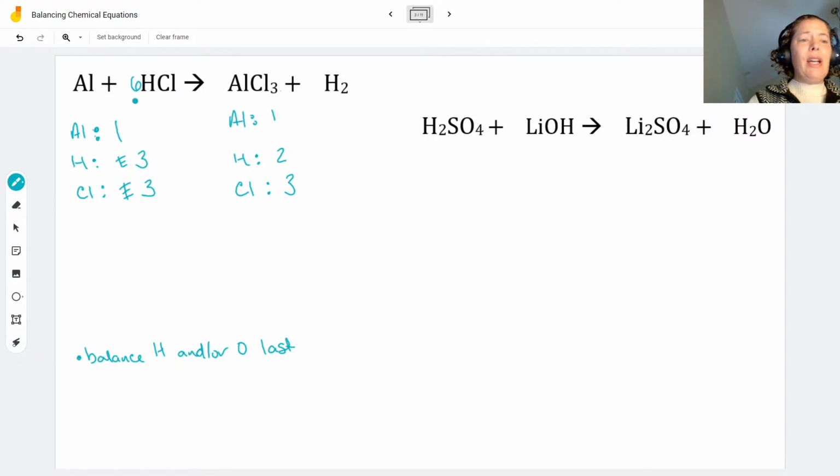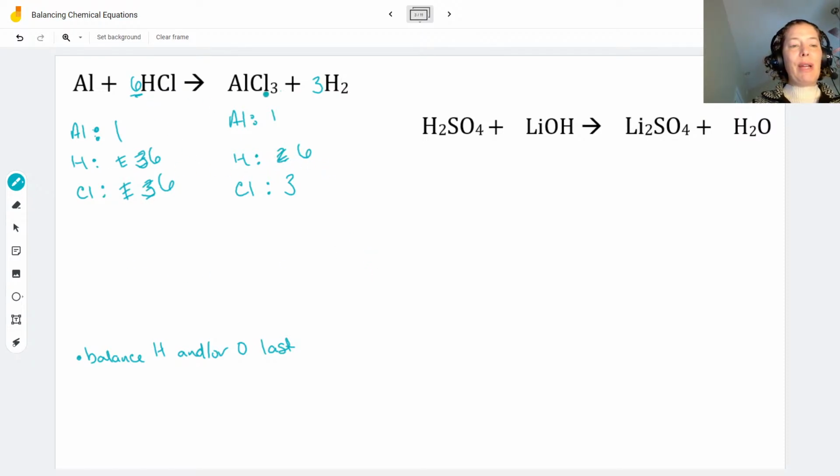Okay, so let's go back here. If I have changed this to a 6, that means now I have 6 hydrogen, but I also have 6 chlorine. So you can see I've changed chlorine now twice. Again, totally fine. You can change it as many times as you want. In order to make this balanced at this point, I have 6 hydrogen on my reactant side. I have 2 on my product side, which means if I multiply here by a 3, that changes that to 6. All right, so hydrogen is now fixed.